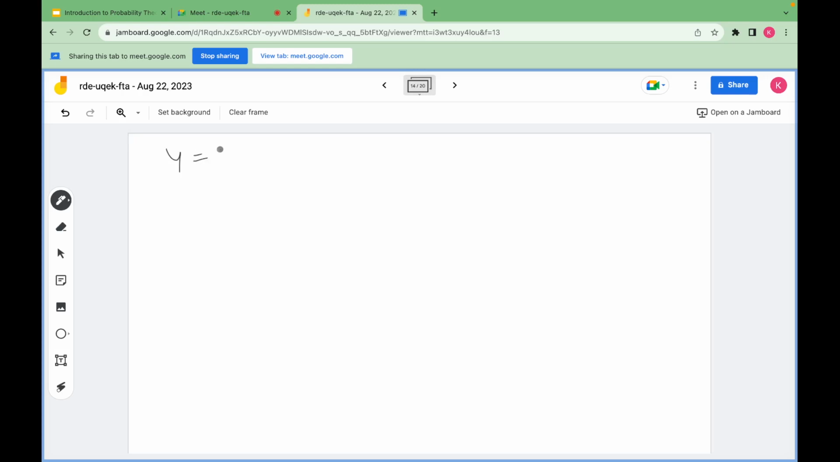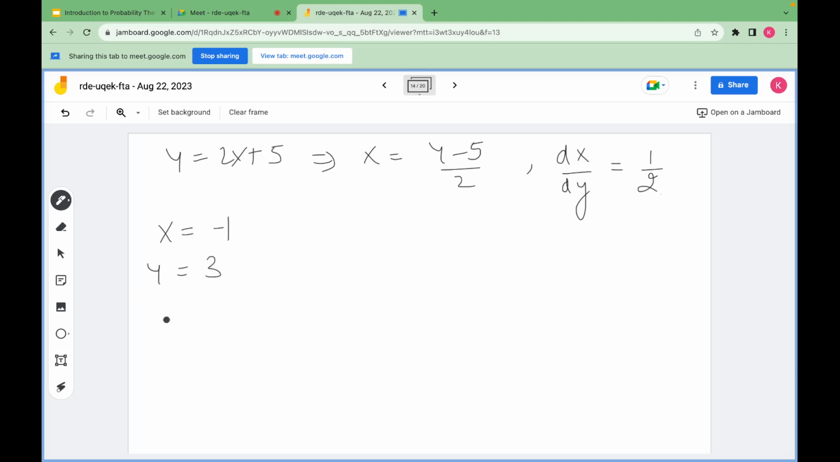So y is equal to 2x plus 5. So x is equal to (y minus 5) by 2. So dx by dy is equal to 1 by 2. Now this y is 2x plus 5. So for x equal to minus 1, y is equal to 3, and for x equal to 4, y is equal to 13. Okay, so this is the range for y. Now f_Y(y) is nothing but f_X(x) into dx by dy.